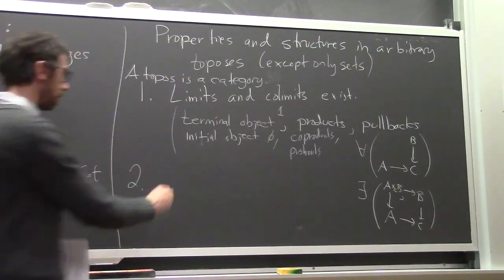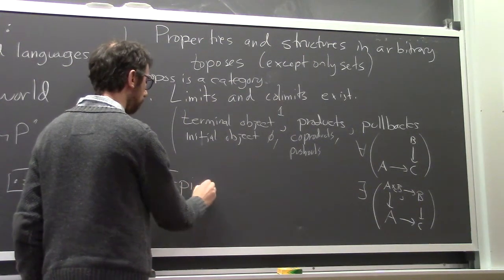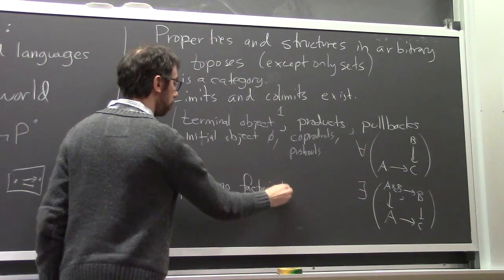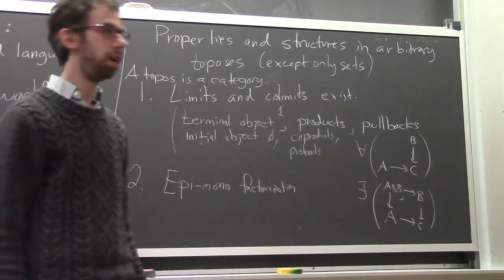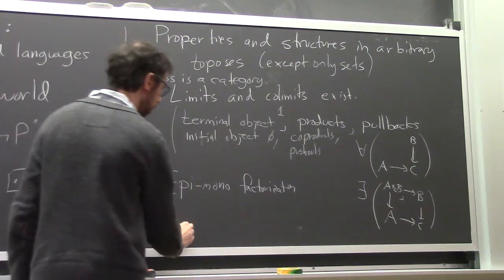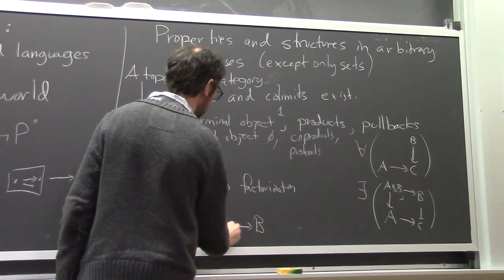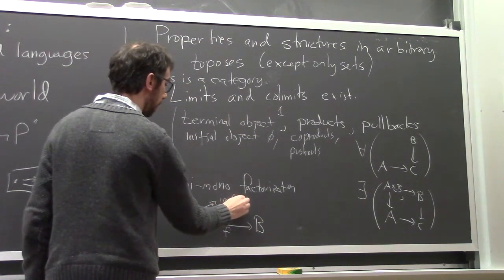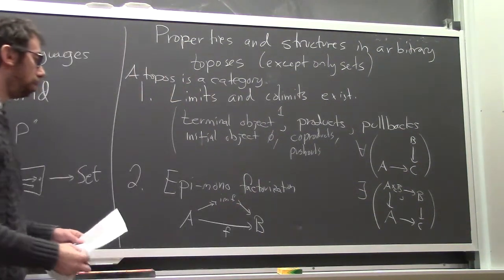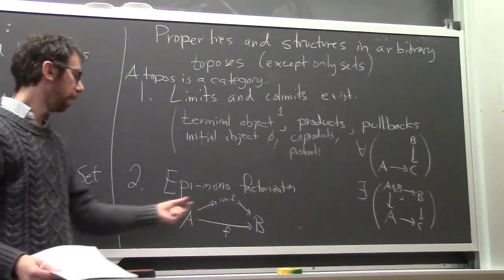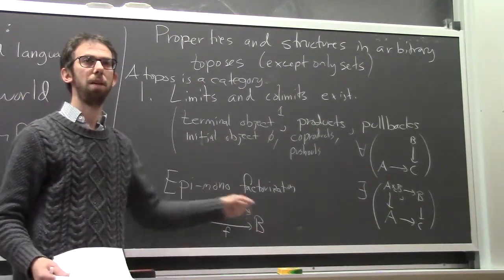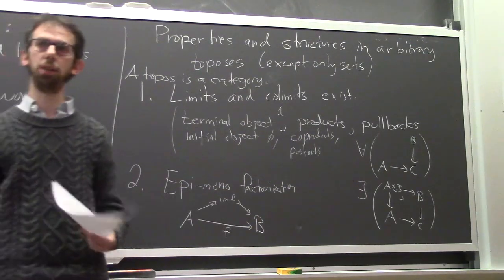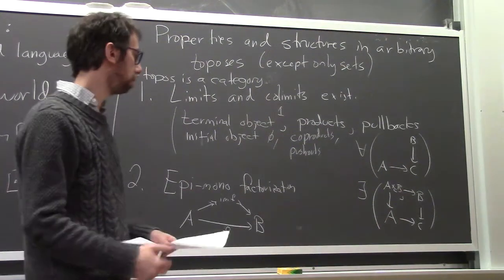Okay, it has image factorizations, also called epi-mono factorizations. So if you think about sets, you can form all limits and colimits, Brendan told us last time, and you can take any morphism from A to B, any function, and find a surjection and an injection that factor it. You can take the image of the map and factor your map as a surjection followed by an injection, what's called image factorization. And that's true in any topos. So every morphism has images.